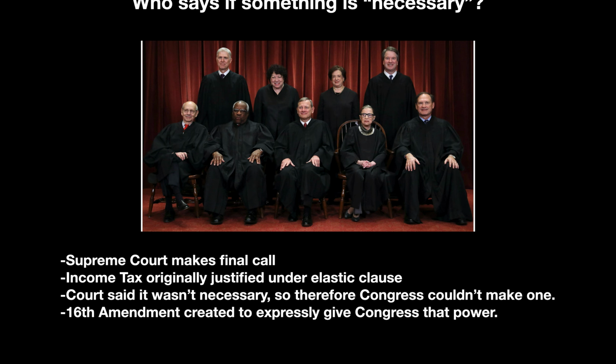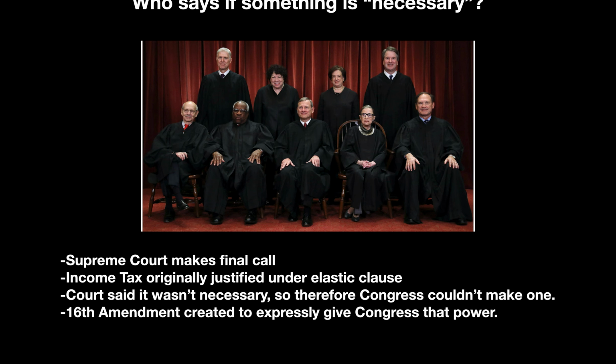But there's a catch. Just because Congress says it's necessary doesn't mean it is. And here's an example of a check and a balance that we'll start looking at more later. Remember, it's the courts that interpret law. They tell us what laws mean. So just because Congress says something's necessary doesn't mean it is. And the Supreme Court will make the final call. And here's an example of this.